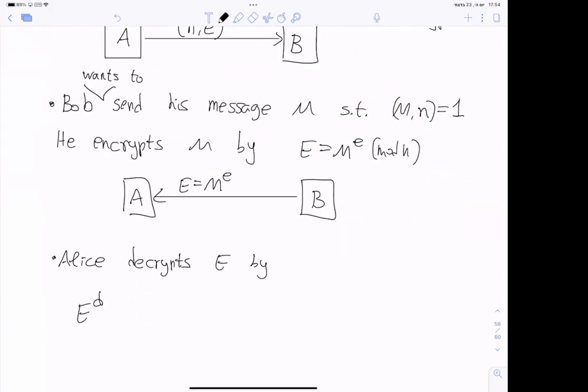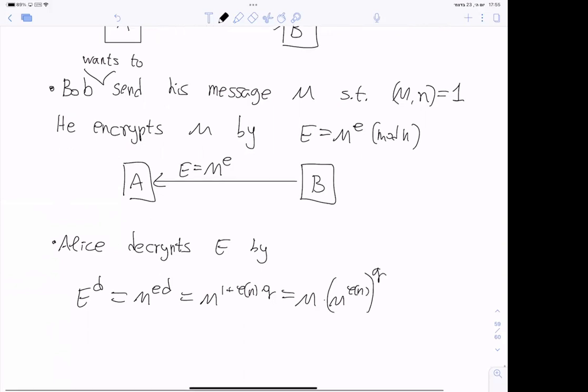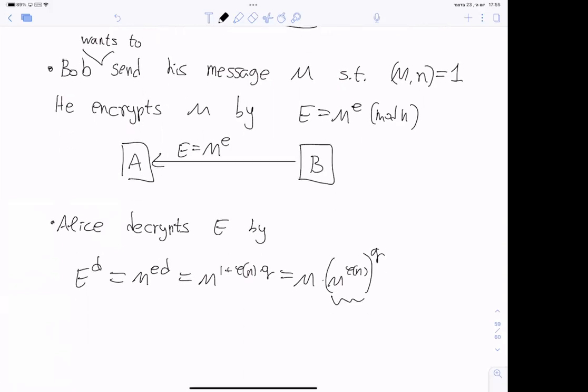So she does E to the power of D. So what does she get? M to the power of ED. But D is the inverse of E modulo phi n, so ED is equal to 1 plus phi n multiplied by some Q. Now this is equal to M times M to the power of phi of n to the power of Q, modulo n.